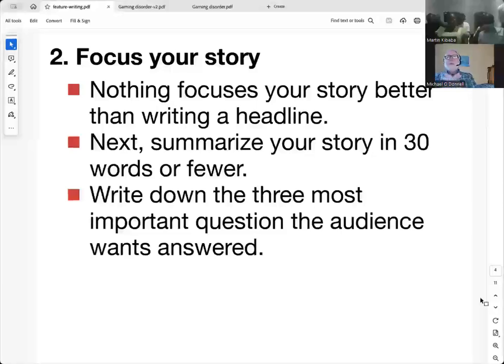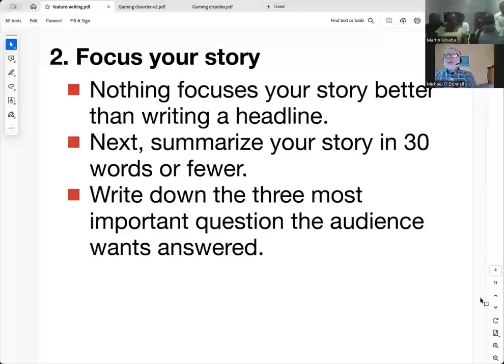Then you want to focus your story, and I sent Martin this story form, and at the top of it it says, summarize your story in 30 words or fewer. If you wanted to do that for Walter's story, it would be difficult because it's so long. But if you did, it might bring you to focus on a better lead than what he has.